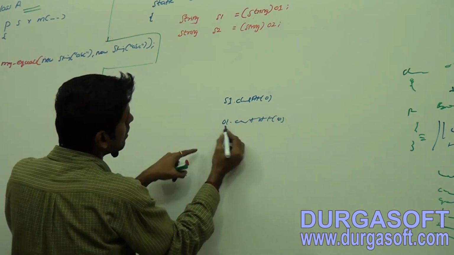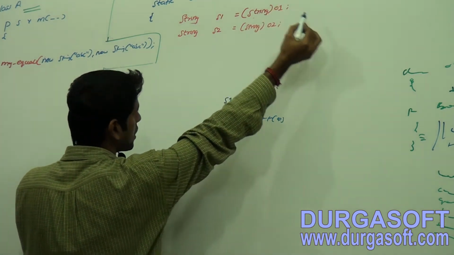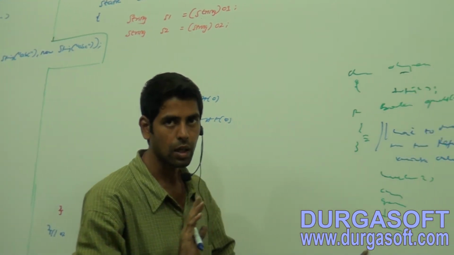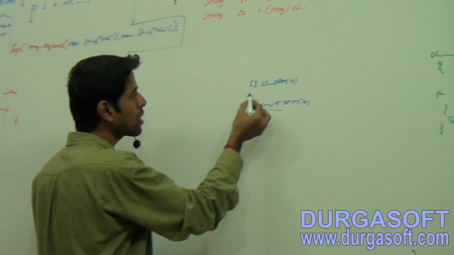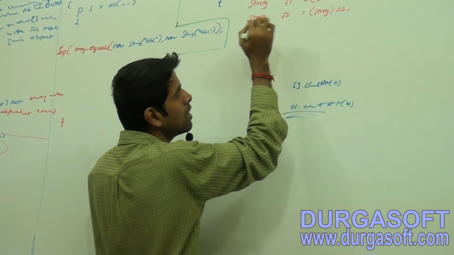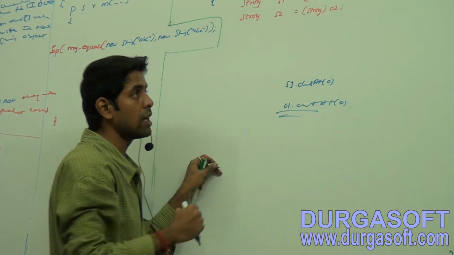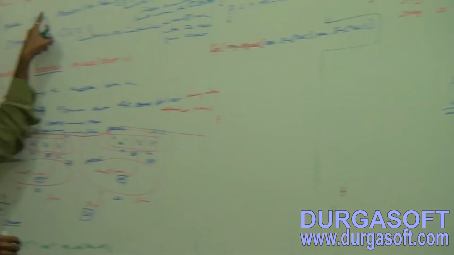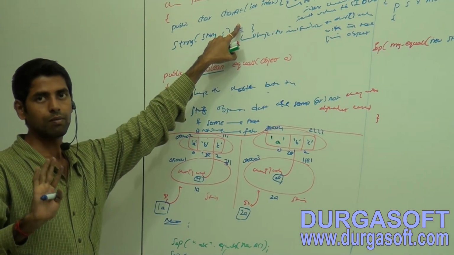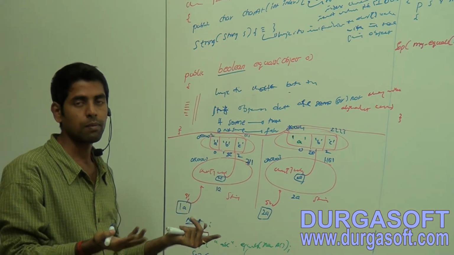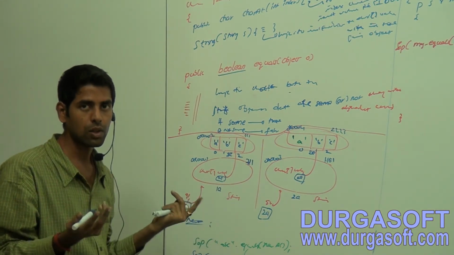Earlier o1.charAt was not valid. Why? Because o1's type is Object. In the Object class, do you have the charAt method? No, we don't have the charAt method. But in the String class, s1's type is now String. It will check within the String class, do you have the charAt method? Yes, I have it. No compile time error, so it will compile successfully, and at runtime it will execute successfully.